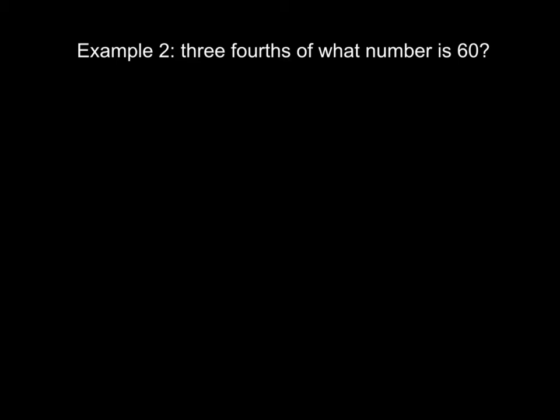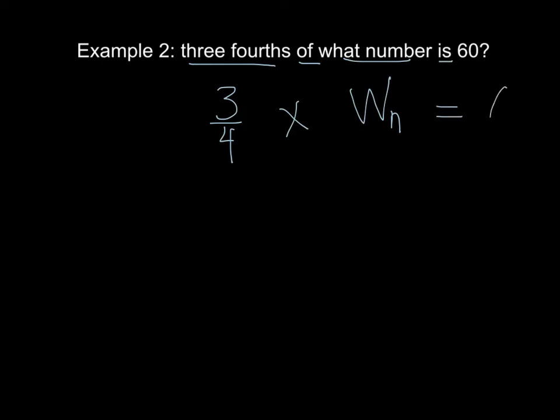In example 2, we're asked to solve 3/4 of what number is 60? Now we just need to solve for the "what number" part. Right now we are multiplying 3/4 times W, so instead of multiplying, we're going to have to divide on both sides of our equal sign. The opposite of multiplication is division, so we divide by 3/4.